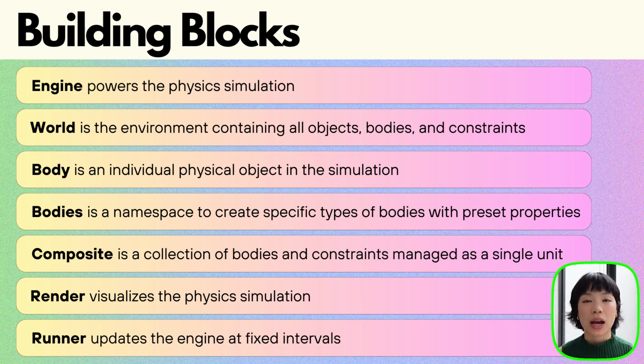And runner is how we update the engine at a fixed interval, and it is usually tied to a specific frame rate. And similar to render, I will be showing you how to use the runner module, but eventually we actually will be updating the engine inside the draw function. Okay, let's start coding. So first, we're going to look at the matter.js website.